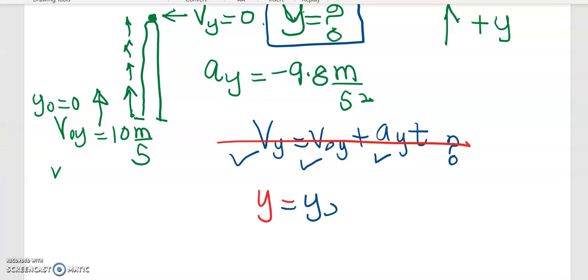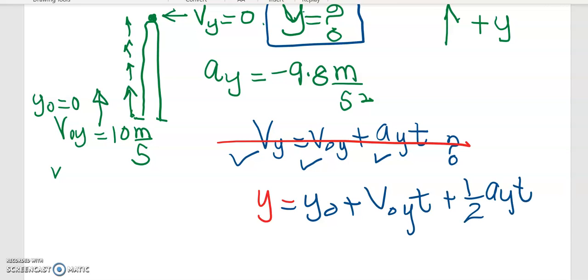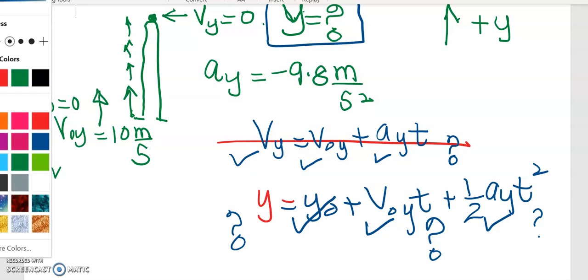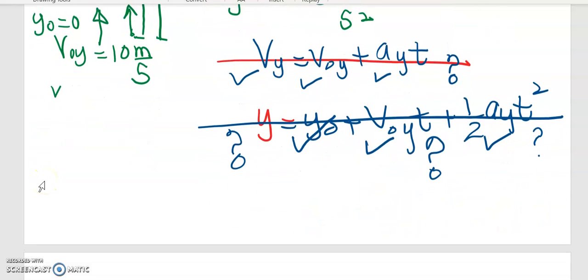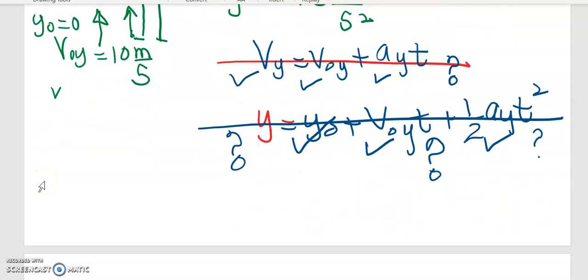Let's now write down the second equation. y is equal to y naught plus v naught y t plus half a y t squared. I don't know the final y position. I do know initial is 0. Initial y velocity is 10. Acceleration is a known. Time is an unknown. There are two unknowns. Final y position is an unknown, and then the time is also an unknown. I can't solve for two unknowns using one equation. So this doesn't help me.